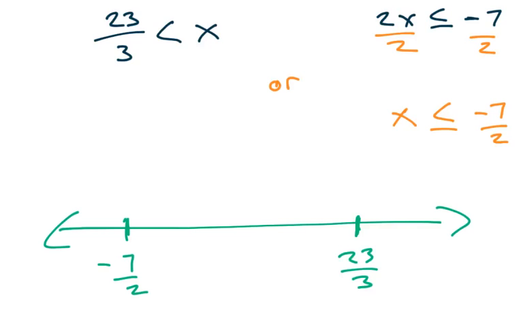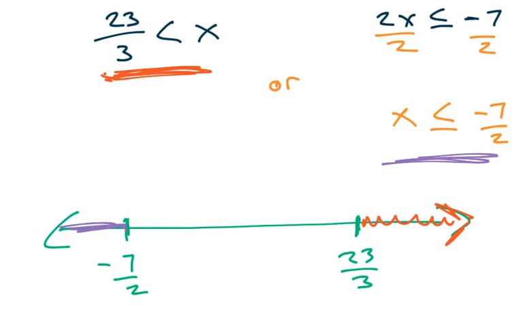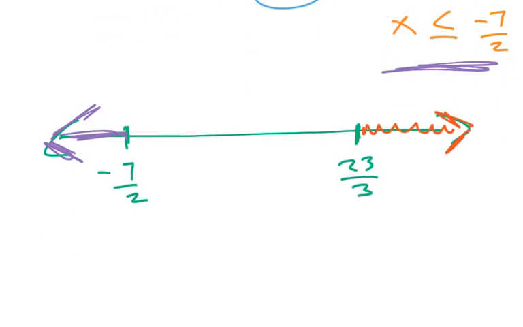So the next bit is we need to graph. So if 23 over 3 is less than x, or x is greater, that means I'm going to shade in this direction. And on the other one, if x is less than negative 7 over 2, we're going to shade in this direction. Now what's very, very important is to realize this word OR actually plays a significant role. Because it says OR, the answer is we can go either way.